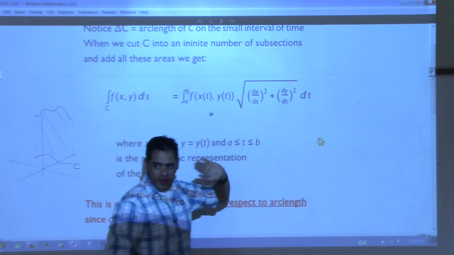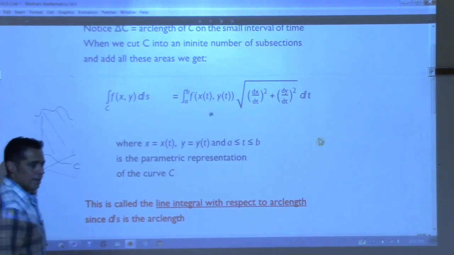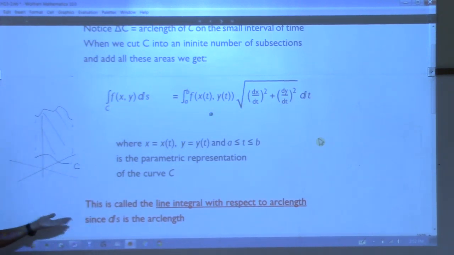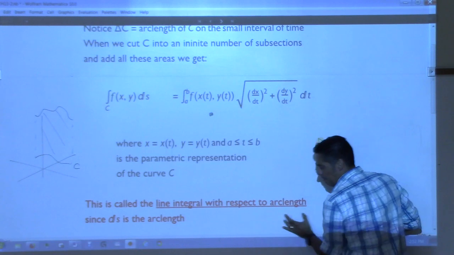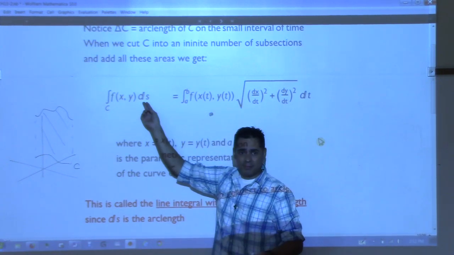And you're going to integrate the whole thing with respect to t. This is called the line integral with respect to arc length. So that's what it's called, the line integral with respect to arc length. I think most of you are okay with the idea that this part right here, with respect to arc length, is the ds. Does that make sense?